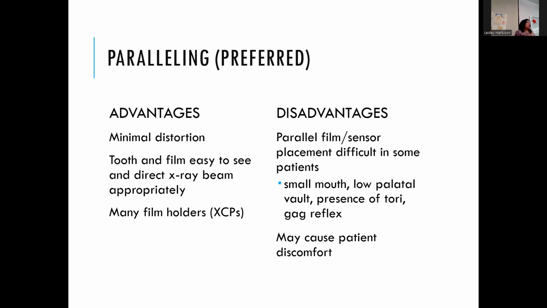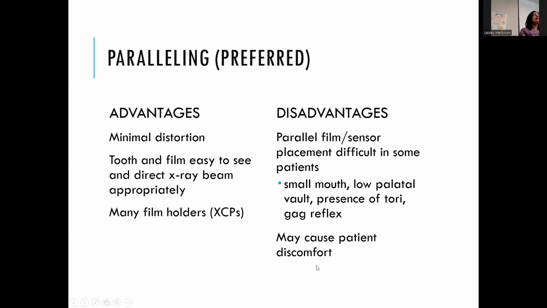But sometimes you just simply have to do that because the patient's mouth is small or for a number of different reasons. So there is some difficulty in placement to get the accurate image at times. Small mouth, low palatal vault, presence of tori, gagging, those are the main ones. It may cause the patient discomfort.